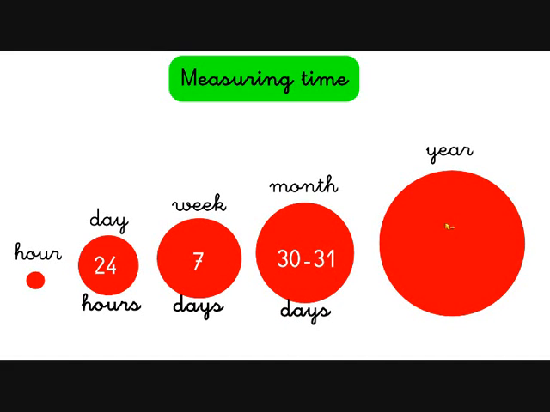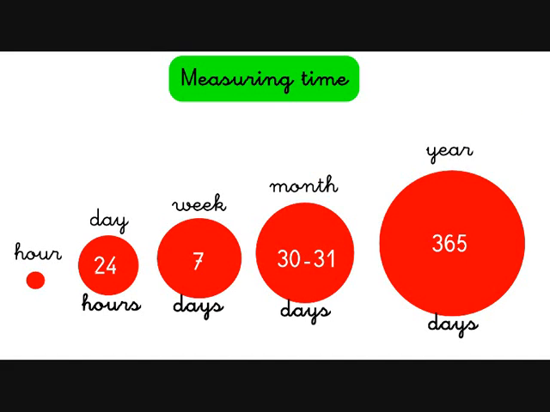Okay, and finally, the biggest of the circles. Woo! What could it be? This is, of course, the year. And how many days are there in a year? 365. 365 days in a year. Wow, that's a lot, yes? So you know how to measure time by the hour, the day, the week, the month, and the year.